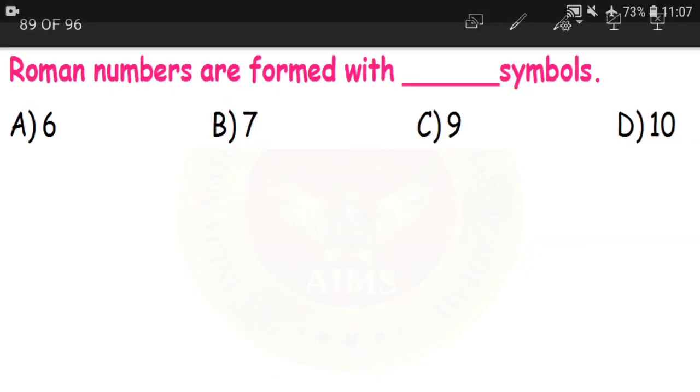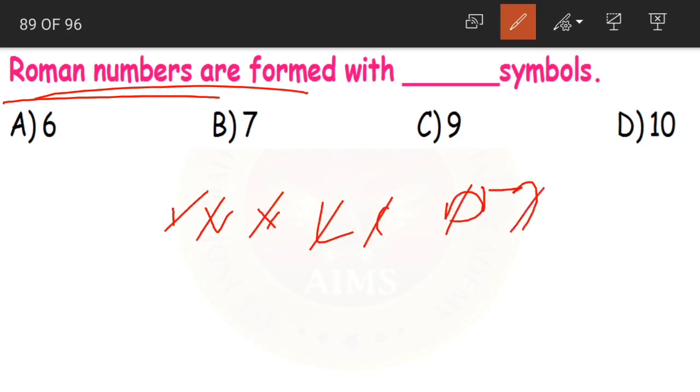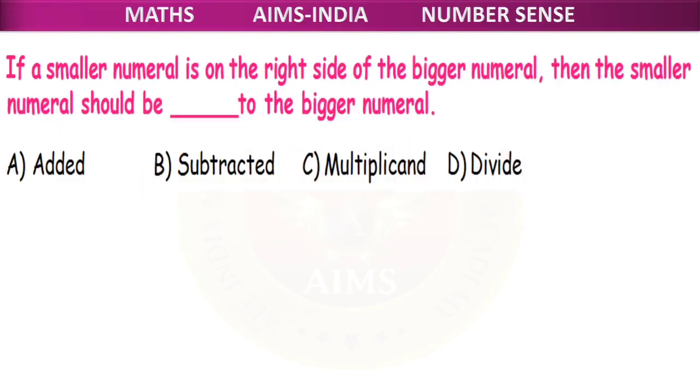Roman numerals are formed with dash symbols. Again, what did we learn? Just the same question is asked in a different way. See, I, V, X, L, C, D, M. How many symbols are used? 1, 2, 3, 4, 5, 6, 7. Option B, 7 becomes our correct answer. Roman numerals are formed with 7 symbols.